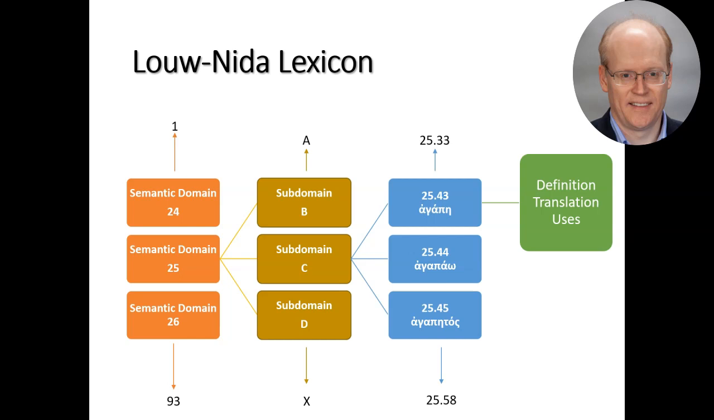In the case of the subdomain that includes agapao, you can see, first of all, that it's not listed alphabetically because agape comes before agapao, and it's not between them. Number 2, you see that there are many different lemmas, 26 to be precise, categories in the subdomain where agapao occurs. And then each one of those lemmas has definition, translation, uses, and discussion. So let me illustrate that.